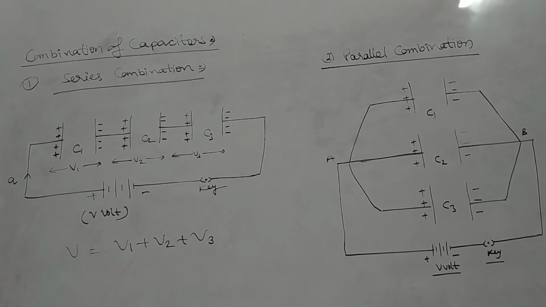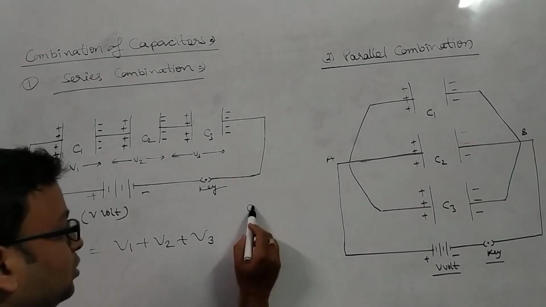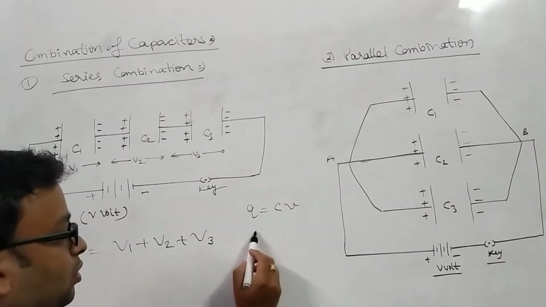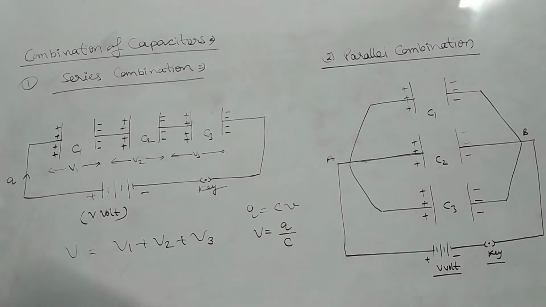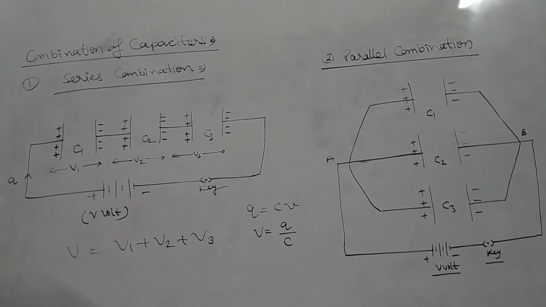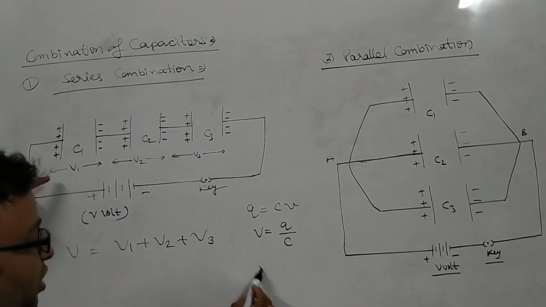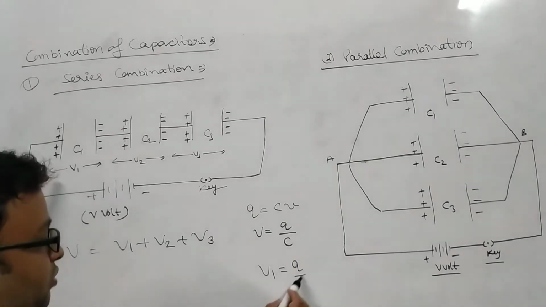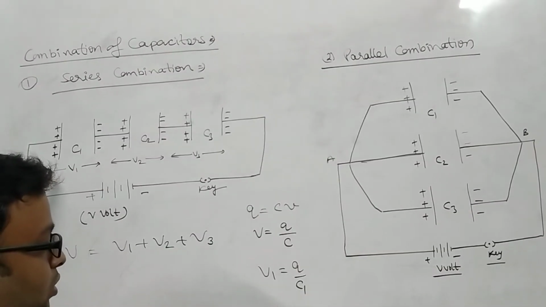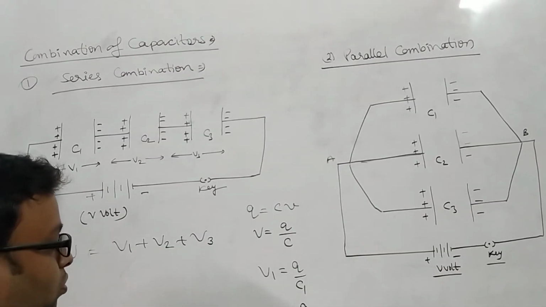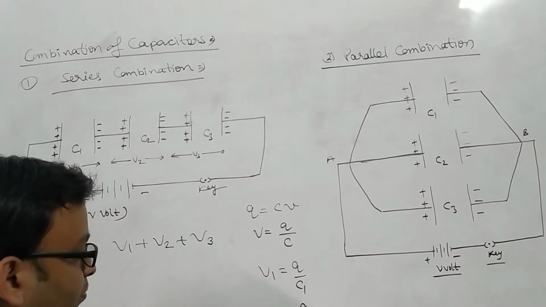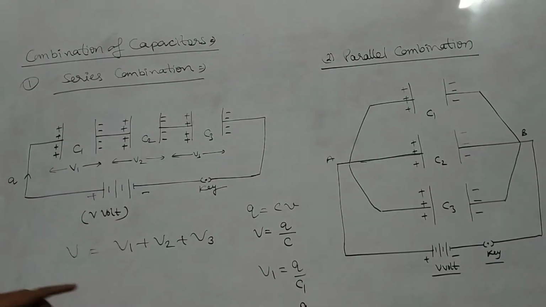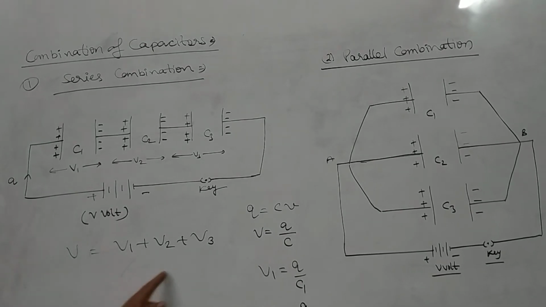We know that the charge Q is equal to CV, then the potential V is equal to Q upon C. By this equation, the value of V1 is Q upon C1, V2 is Q upon C2 and V3 is Q upon C3. So student, put all these values V, V1, V2 and V3 in this equation.